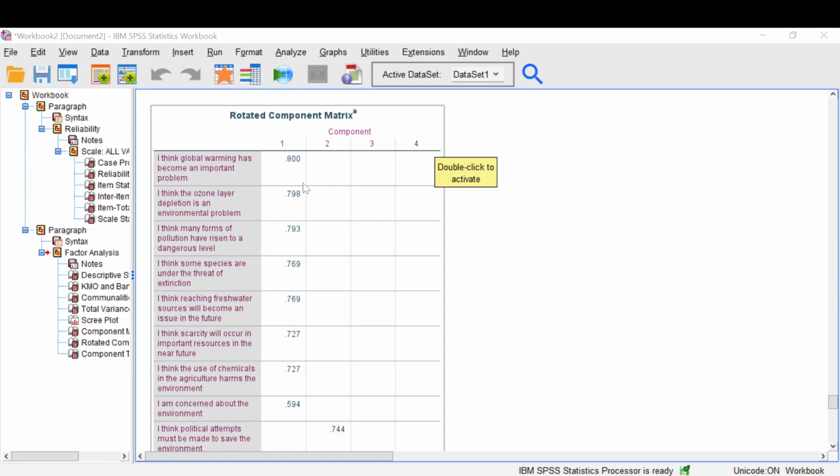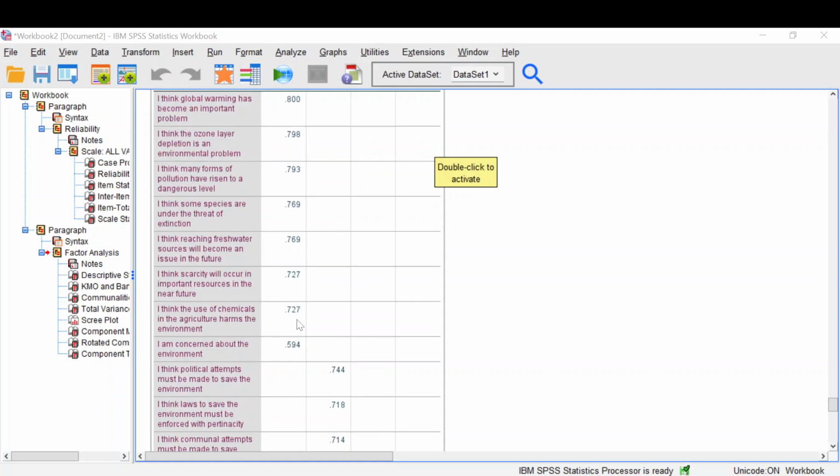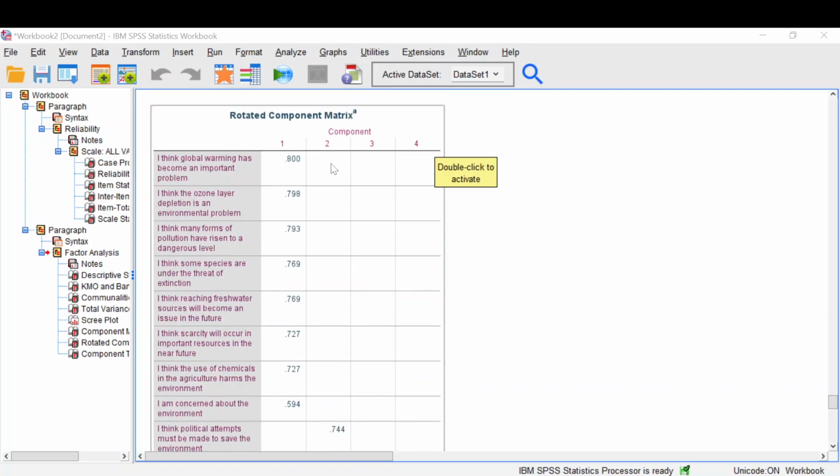Okay, so the lowest item factor loading in this first factor is I am concerned about the environment. So it's up to the researcher to decide, do you want to keep this here, or do you want to remove it and rerun your factor analysis without it to see if it makes a difference? Because you don't want items that don't reflect the construct, right? So here we have the first construct. They talk about global warming, ozone, pollution, species under threat, freshwater sources issues, scarcity, use of chemicals. All of those fit within the first factor.